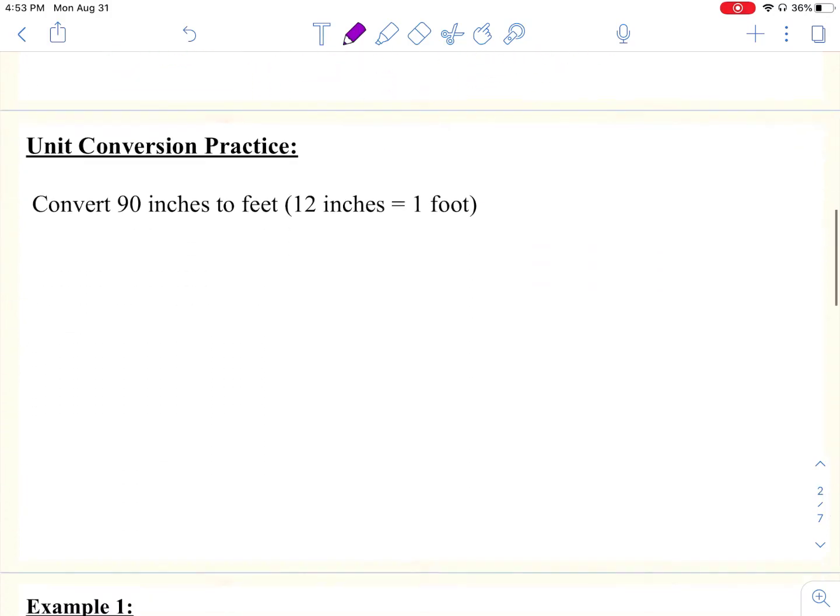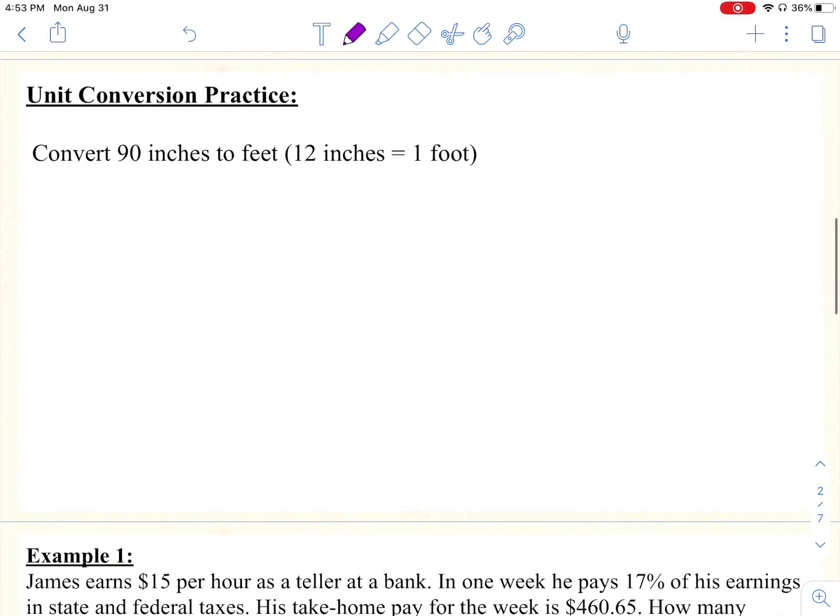Our next example, we're dealing with different units here. We're going to convert 90 inches to feet, and we should know that 12 inches equals 1 foot, because that's going to help us out in this practice problem as well. First thing, write 90 inches. We're going to multiply it by a fraction here. Again, it's important where you place your units within this fraction. Here, we're going to write 1 foot on top and 12 inches on bottom.